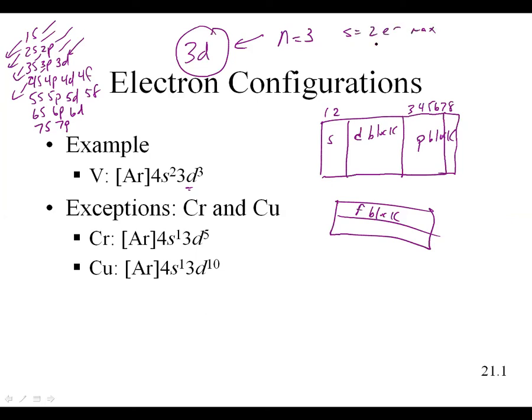P orbital, to fill up all 3 of them, that is 6. D orbital, to fill up all 5, that's 10 electrons. And F, if you fill up all 7 of the F orbitals, you can max out at 14 electrons, right? Now, there are some exceptions to the normal electron configuration that we commonly see, found experimentally.